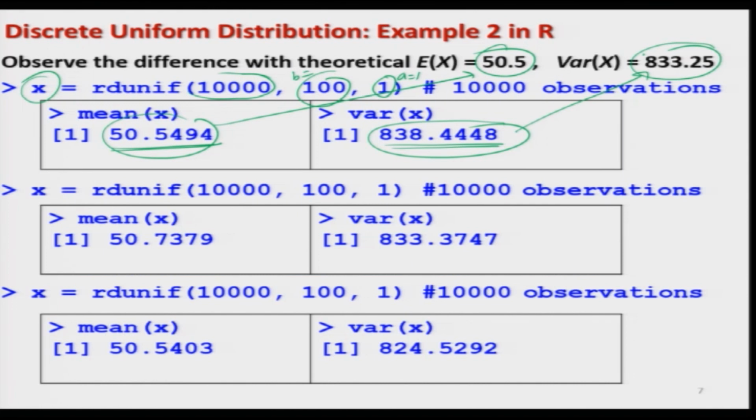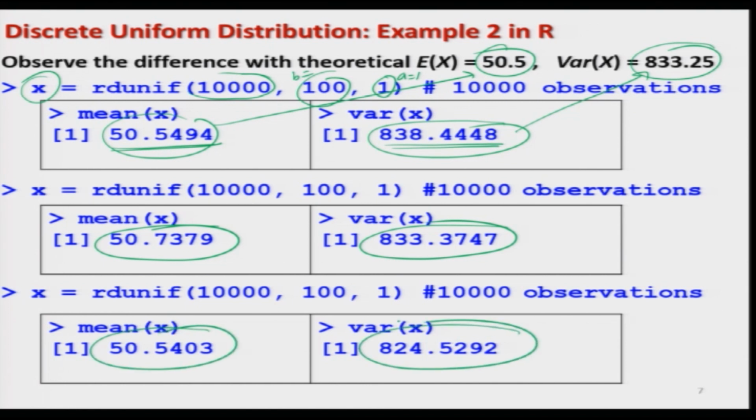And if you repeat this experiment, repeatedly generating 10,000 observations and computing the mean and variance again, the mean comes out to be 50.73 and the variance 833.37. Similarly, if you repeat it, the mean comes out to be 50.54 and the variance 824. So, you can see that when you generate more observations, the computed values get closer to the true theoretical values of mean and variance.